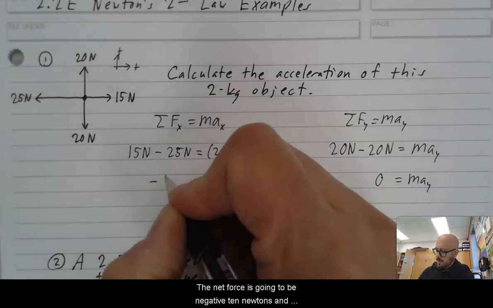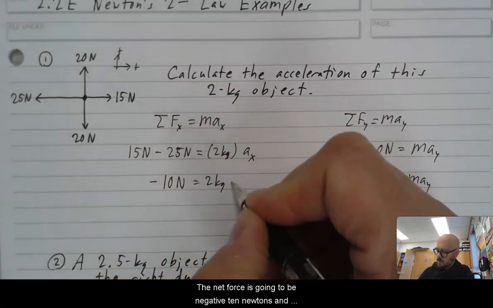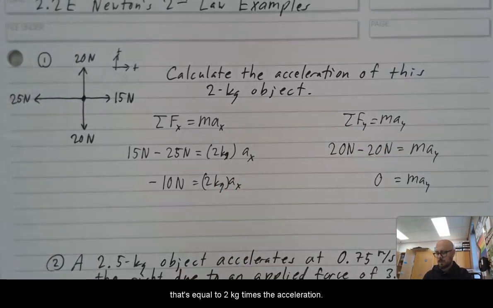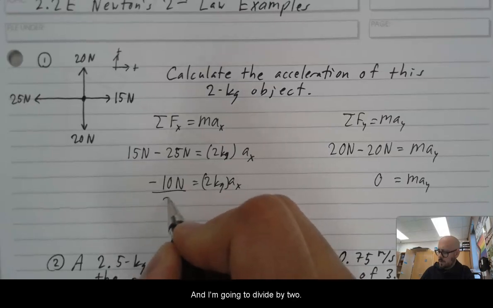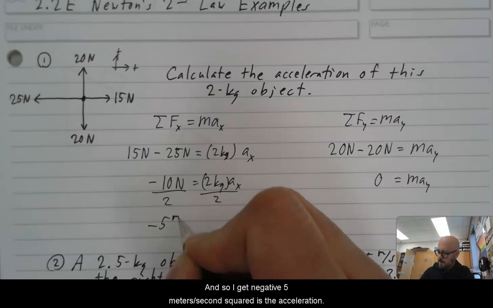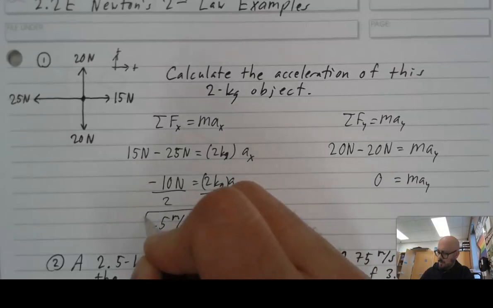The net force is going to be negative 10 newtons. And that's equal to 2 kilograms times the acceleration. And I'm going to divide by 2. And so I get negative 5 meters per second squared is the acceleration.